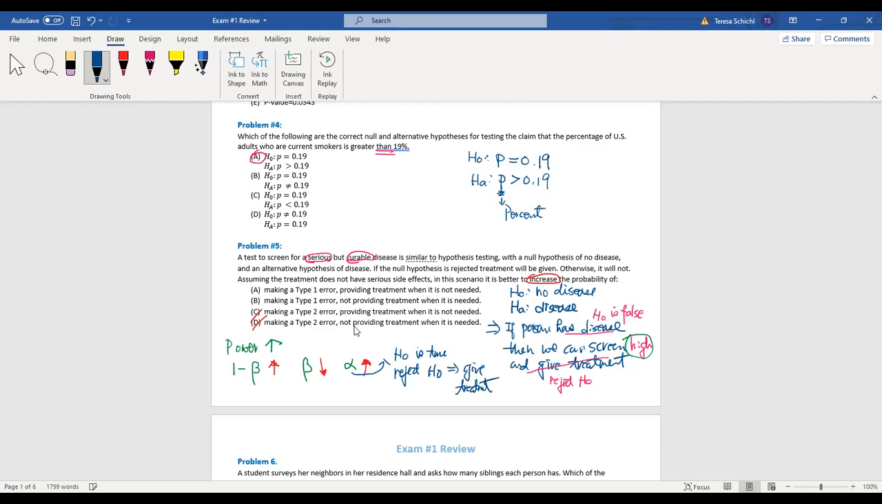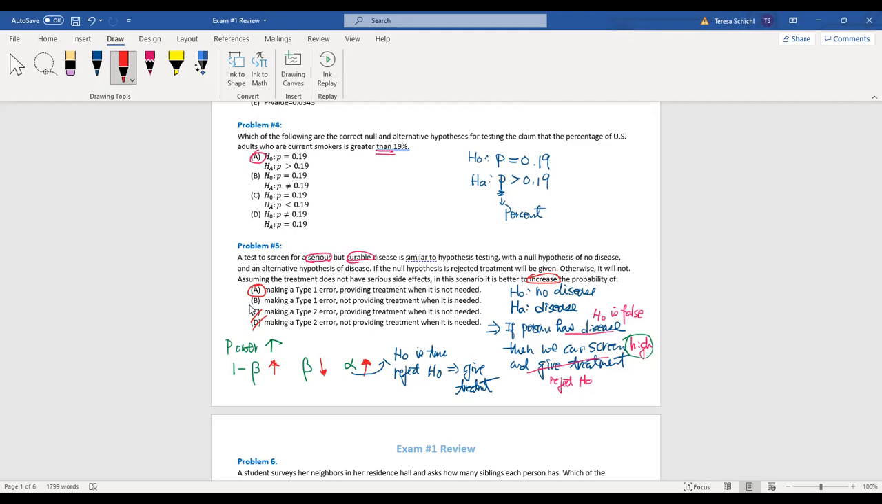All right, so that is why. So what will be the correct answer? We say the type 1 error here is going to be providing the treatment when it's not needed, right? So when H0 is true, we reject H0. That means we're going to give the treatment here.